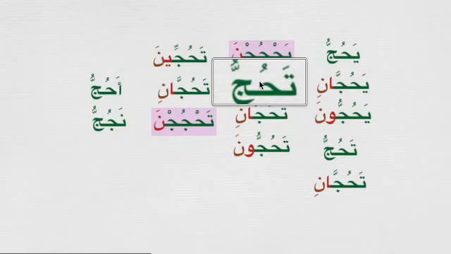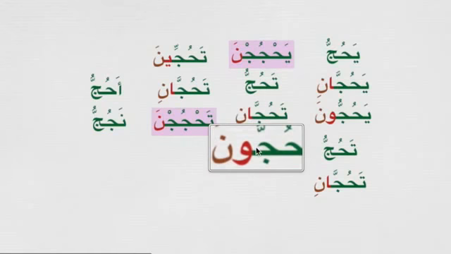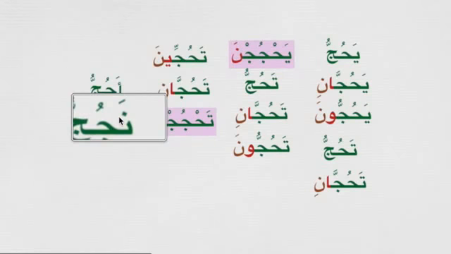The joining, the assimilation of letters, is called idgham, where you get a shadda, and we need to keep an eye on the vowel signs. Tahujju, tahujjani, tahujjuna, anti tahujjina. Because of the ya, it gets a kasra. And tahujjani, tahjujna, ahujju, nahujju.